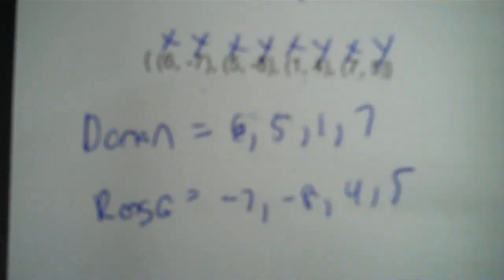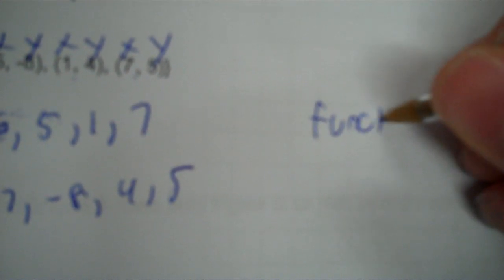Okay, next one, domain, range. So xy, xy, xy, xy. Okay. So on the domain, you have 6, 5, 1, 7. On the range, negative 7, negative 8, 4, and 5. Now, look at your domain. Do any of the domain values repeat? No, they are all different. 6, 5, 1, 7 are all different, so that is a function.